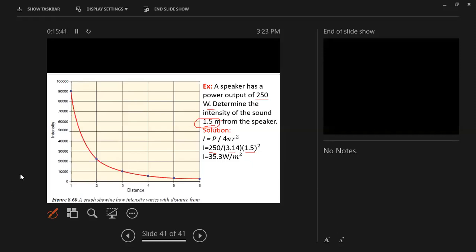As you see over here in the graph, the intensity varies with the distance. When distance gets larger, the intensity gets lower. When distance gets lower, the intensity gets higher. For example, when a friend shouts next to you, you're going to hear more sound than when a friend shouts at you from 6 to 10 meters away. This is called intensity of the sound, and this is the end of this chapter.